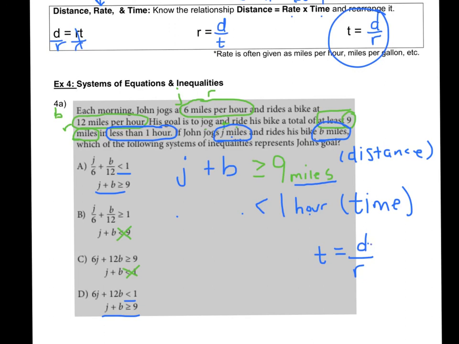So the distance is going to go on top. We know the rate that he jogged was 6 miles per hour. So the 6 goes on bottom because that's the rate. So we're going to have J over 6. We're going to add it to the time it took him to bike. Well, we need the distance he was biking on top. The distance is B, and the rate at which he was biking was 12 miles per hour. So we have B over 12, and you can see that the answer to this is A.